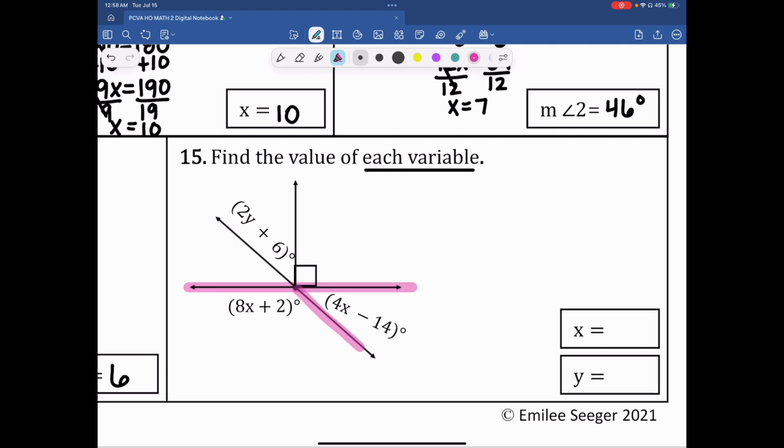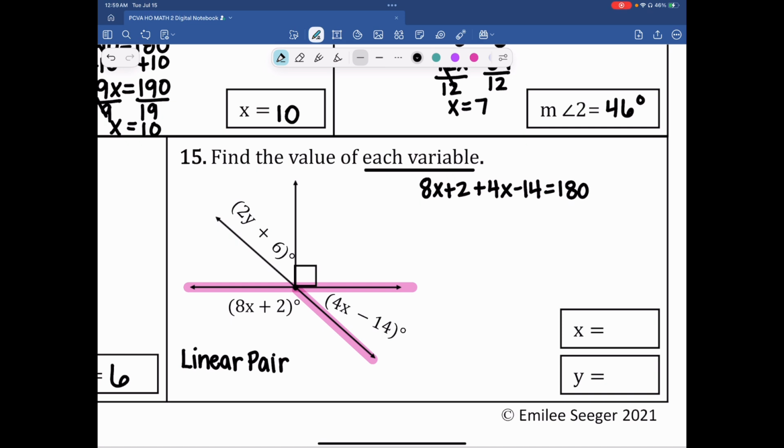All right, number 15 says find the value of each variable. So if we see right here, I have a linear pair. That means that we know that those two are equal to 180. Now, I do need to make sure when I set that up that the angles I'm looking at have the same variable so that I can solve, and they both have an x, so that works out. I'm going to say that 8x plus 2 plus 4x minus 14 equals 180 degrees.